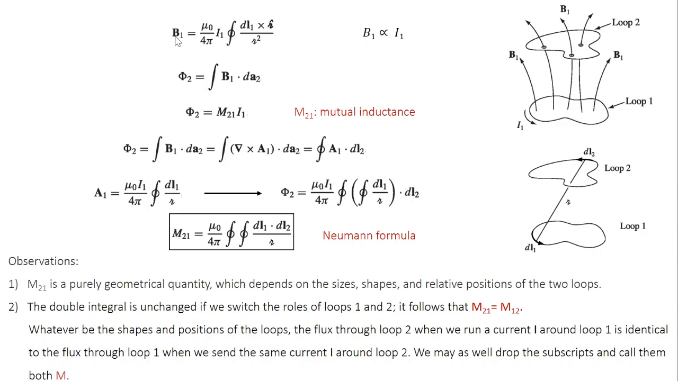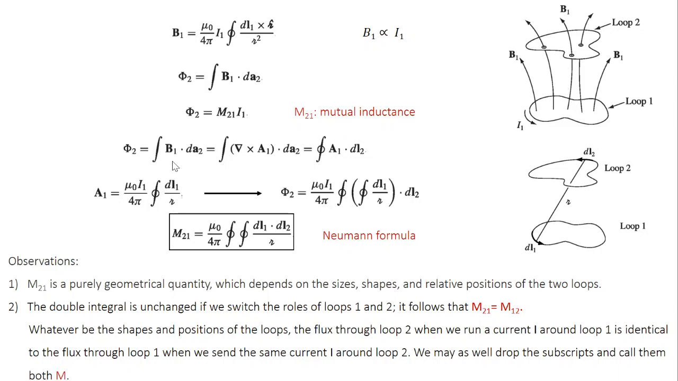If you notice here, B1 is proportional to the current flowing through loop 1, which is I1. Some of these magnetic field lines pass through loop 2 also, so this produces a magnetic flux phi 2, which can be written as integral B1 dot dA2, where dA2 is the area element associated with loop 2. Since B1 is proportional to I1, phi 2 is also proportional to I1. You can replace the proportionality with a constant M21, which is known as the mutual inductance of these two loops.